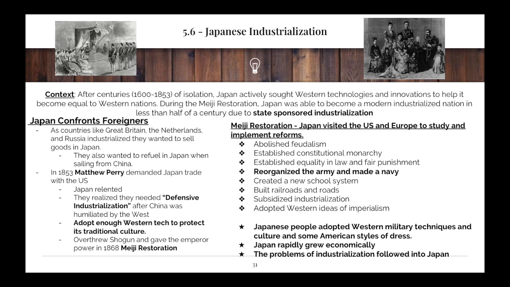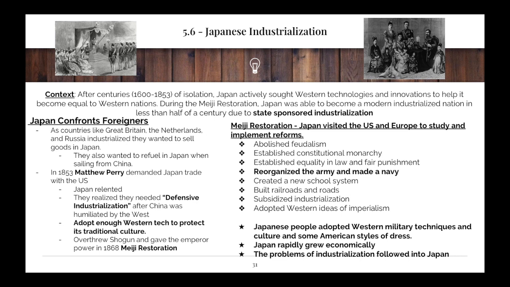So Japan kind of gets pushed around. In 1853, Commodore Matthew Perry of the U.S. demanded Japan trade with the U.S., and Japan had to relent. They decide to undertake industrialization under the Meiji Restoration, and the idea was to adopt enough Western tech to protect its traditional culture, protect themselves. What do I mean by Western tech? Commodore Matthew Perry came on a steamboat, obviously a direct result of the Industrial Revolution. They used guns to threaten.